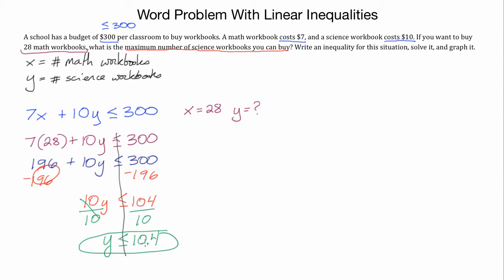Unfortunately, I can't purchase decimals or fractions of science textbooks. So the maximum number of science workbooks is going to be 10. I can't buy 11. 11 is not less than or equal to, so I have to use the nearest whole number that satisfies it. So I can buy 10 science workbooks. I could buy 9 or 8 or 7 or anything less than that, but the maximum number would be 10.